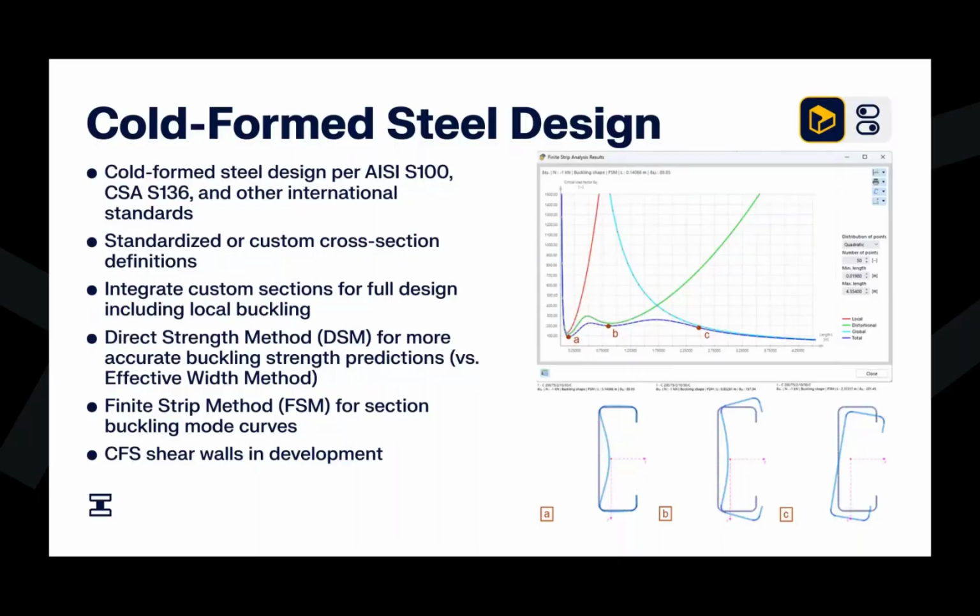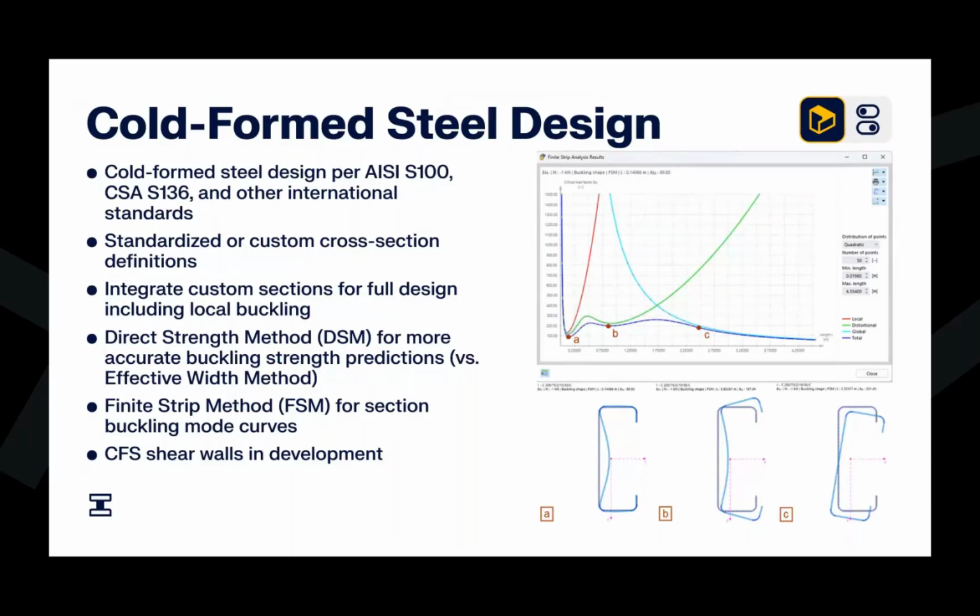Or again, integrating from our section for much more complex custom cross sections. I will mention this here and a few more times as well. The really powerful thing when we're talking about cold form steel or ADM aluminum sections is the ability to also design these members but check local buckling. So not all competitor programs are able to do that.